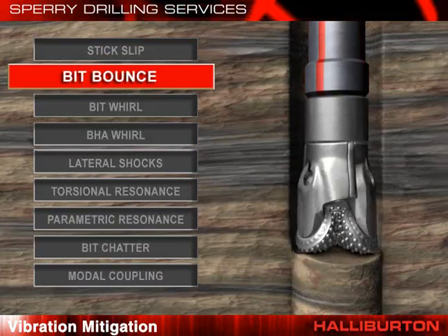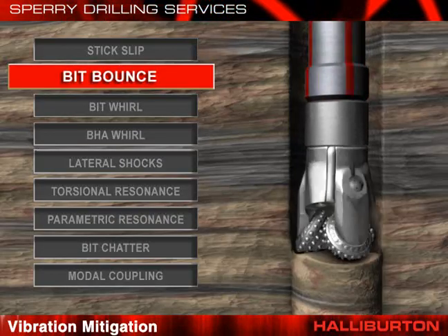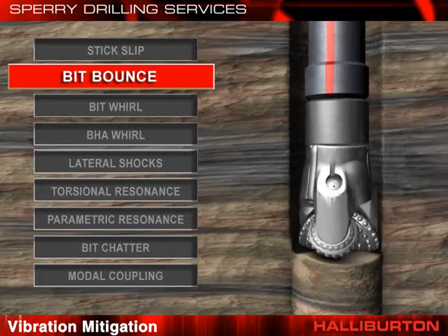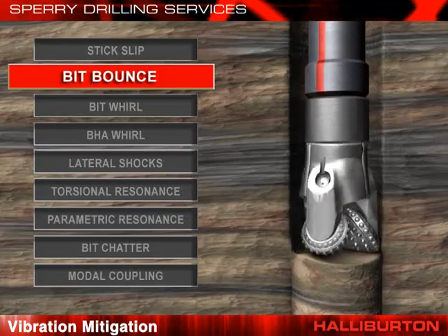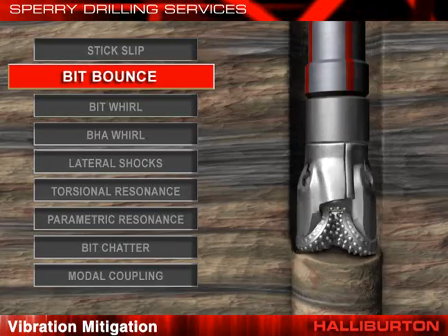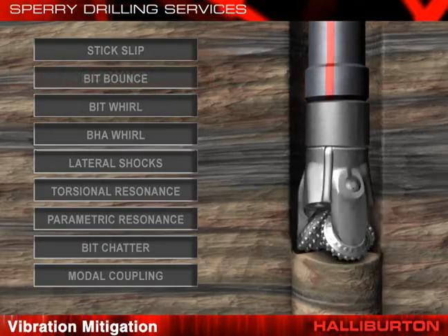It's the axial or longitudinal vibration of the drill string that typically happens with 3 cone bits in hard rock formations. Bit bounce damages the drill bit cutting structure, bearings, and seals, and results in flexing of the drill string, causing even more damage from axial and lateral shocks.